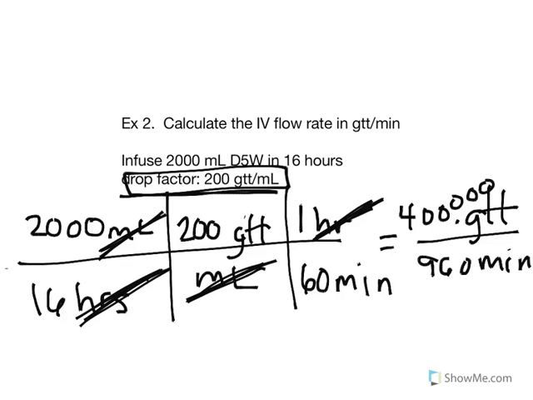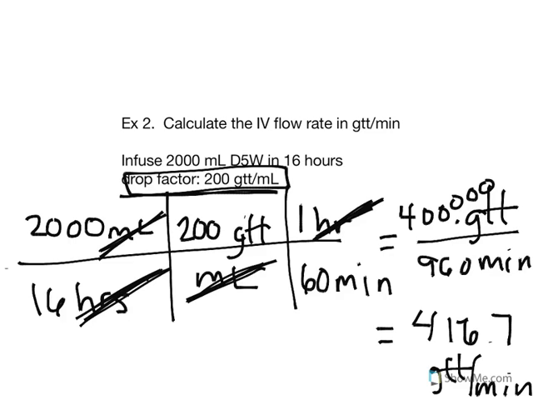On the top I get 400,000 drops, on the bottom I get 960 minutes. Then I take the top, divide by the bottom, and round to 416.7 drops per minute.